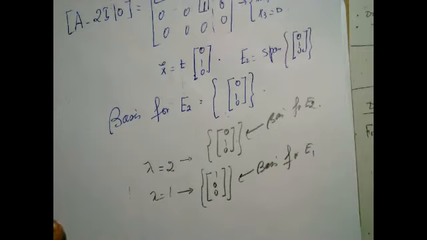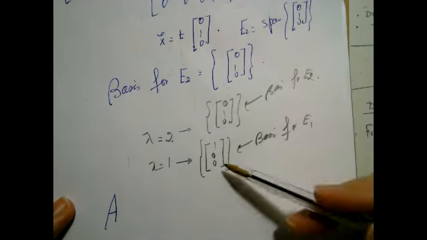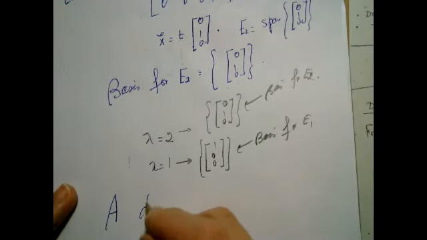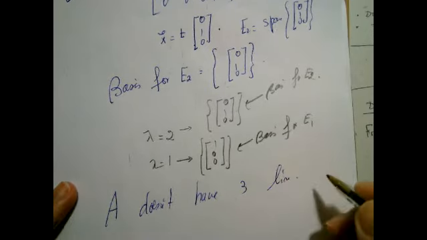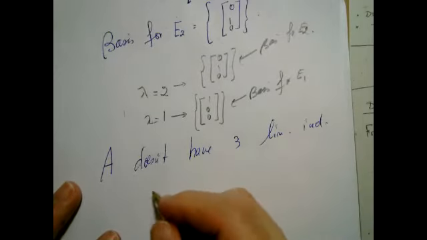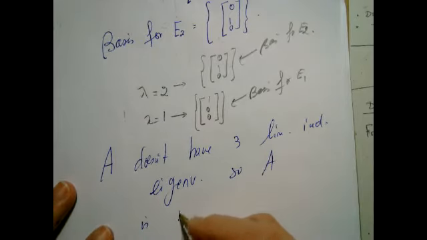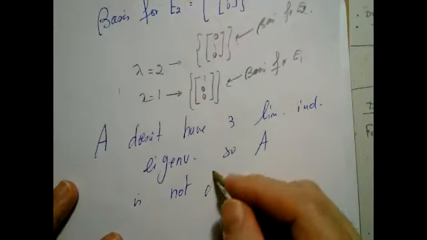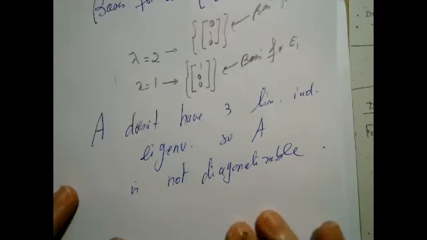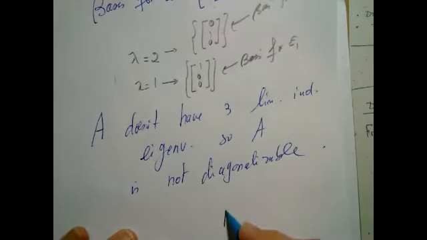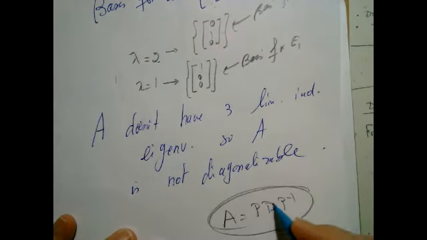So this matrix A doesn't have 3 linearly independent eigenvectors. It has only those two. Everything else is a scalar multiple. So A is not diagonalizable. A is one of those matrices that is not diagonalizable. It means there is no way I can factor it this way. We cannot factor it this way.